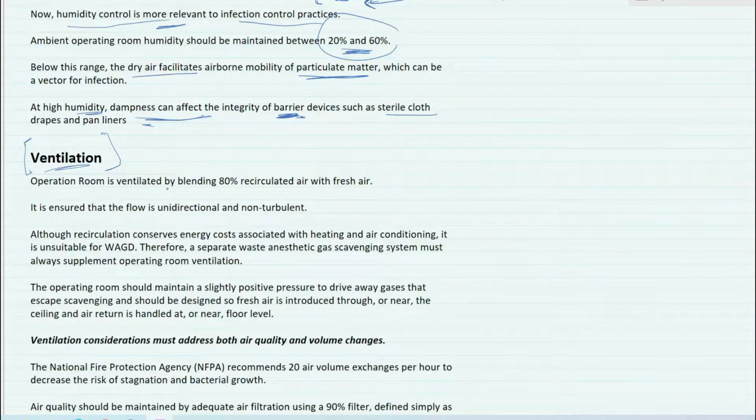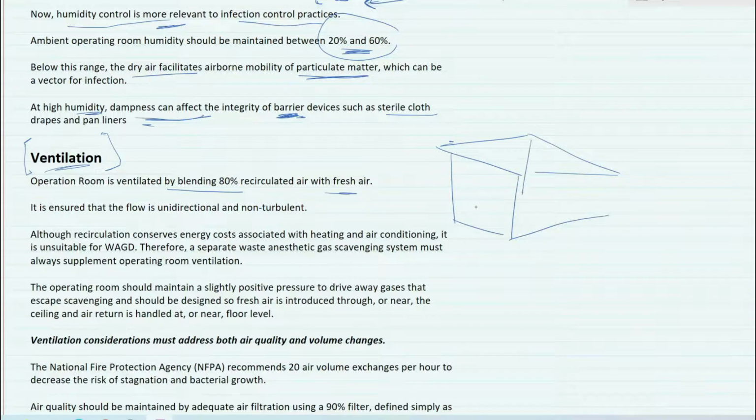Another important factor in the operation room environment is ventilation. The operating room is ventilated by blending 80% of recirculated air with fresh air. And we have to make sure that this flow, let's say for example this is our operating room, and imagine it to be our operating room, so we have circulating air. It enters from the top and it leaves by a vent at the bottom. So this is how air should be flowing, and it should be all linear. If it is turbulent, then we will not be sure whether fresh air is there or not, because it would be recirculating in small torrential flows. So we have to ensure that this is unidirectional and non-turbulent.